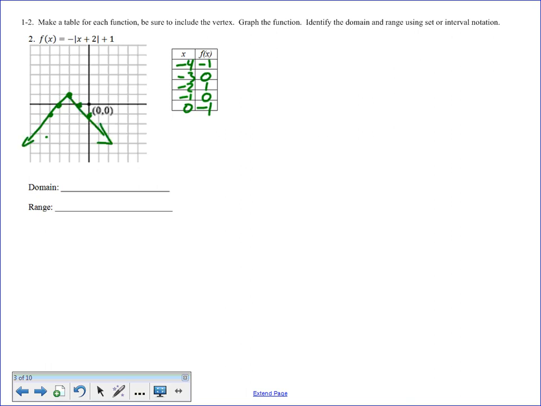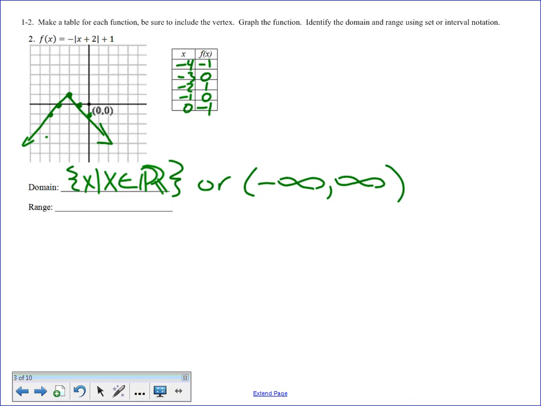So what is the domain? Well, it goes both directions to infinity. There's no restrictions on the numbers I can put in, so that's just either, set builder notation is x such that x is a member of the real numbers, or in interval notation, -infinity to infinity.